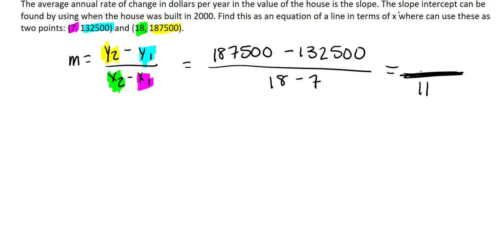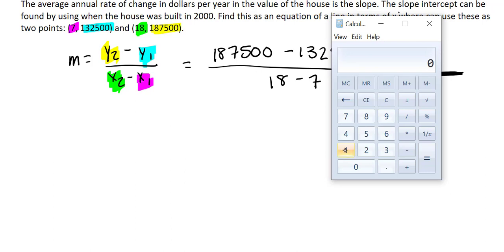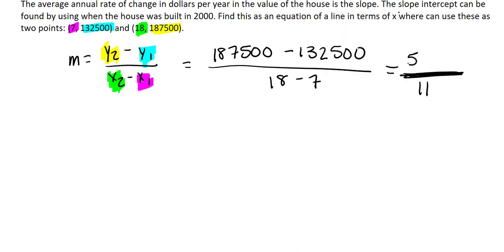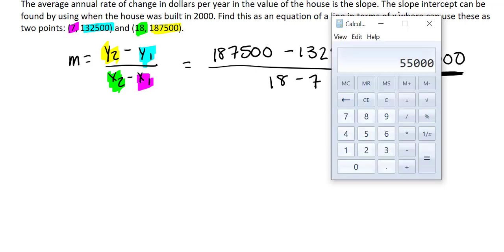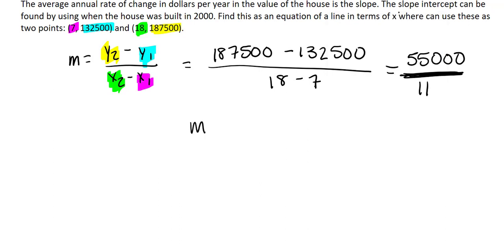Now let's get our calculators out to do the numerator. We just subtract and we get 55,000. Now, let's see if we can divide by 11 evenly. And we get 5,000. So m is equal to 5,000. That works out nicely since it reduced to an even number. If not, you could just leave it as an improper fraction.